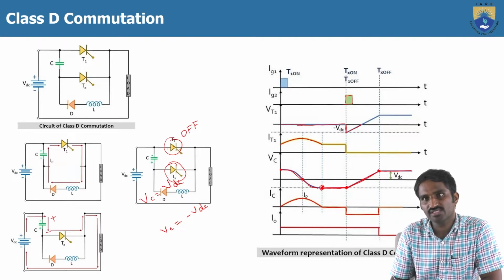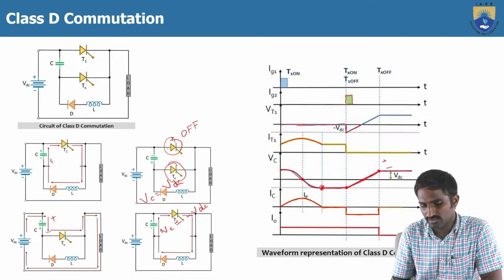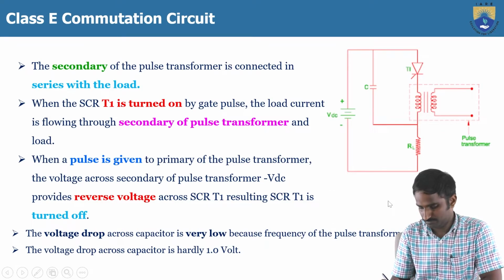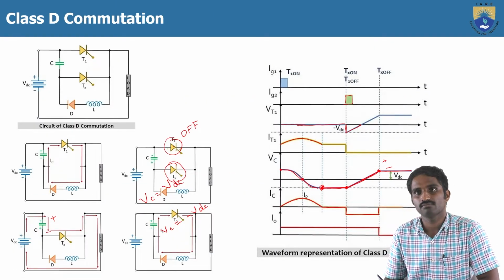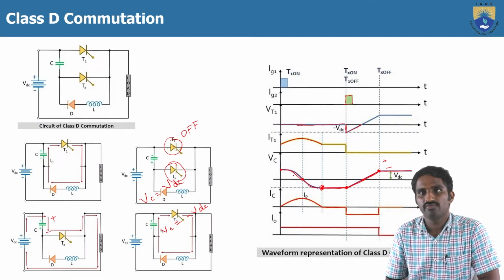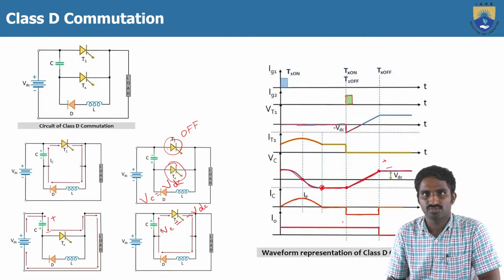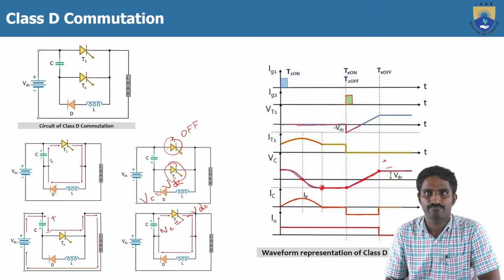Then after that the terminals have changed, and again it is charging fully with the upper plate positive and the lower plate negative. Then once it reaches plus VDC, again there is no path to discharge the capacitor. So that's why the capacitor current is 0 again. Okay, so this is how we can draw the waveforms. Based on the operation only, we have drawn the waveforms. This is about the class D commutation.